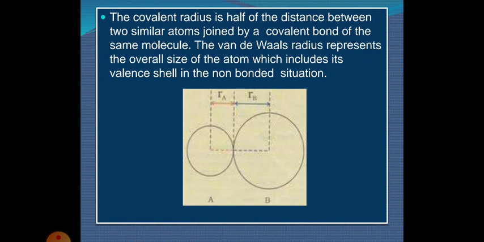The van der Waals radius represents the overall size of the atom, which includes its valence shell in the non-bonded situation. Now look at this picture, we will get the correct meaning. A atom and B atom, these two atoms are joined by their corresponding surface. At the surface, Ra and Rb are the radii of the atoms from the center.